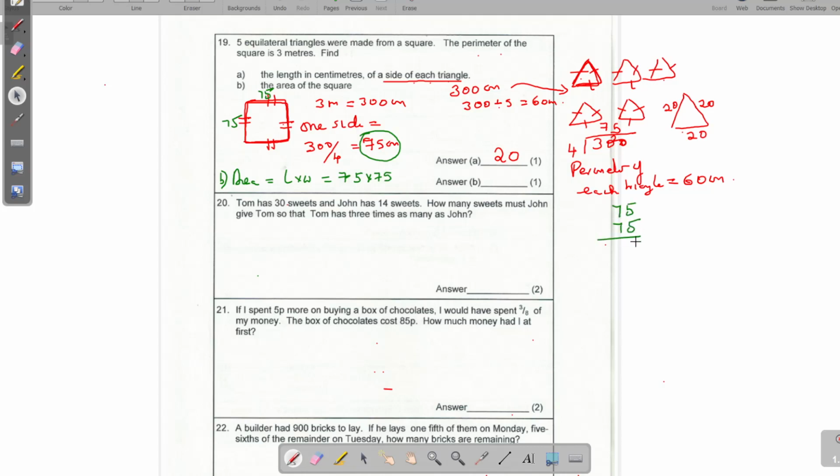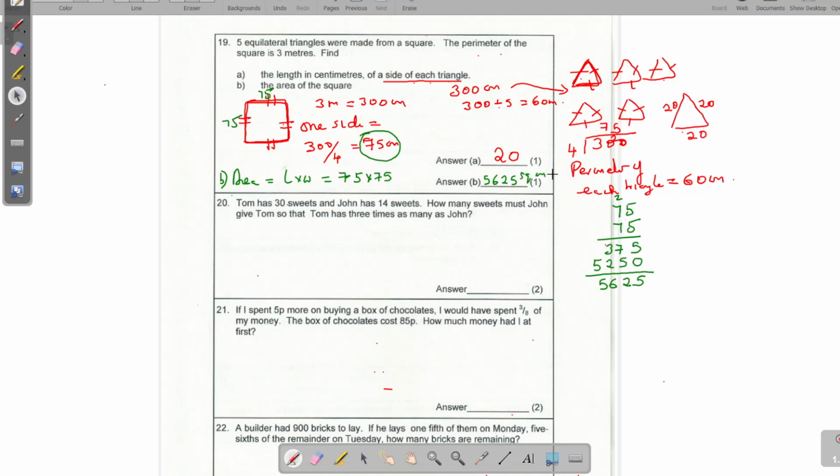5 times 5 is 25. 5 times 7 is 35 plus 2 is 37. You bring the 0 down. 7 times 5 is 35, plus 3. 7 times 7 is 49, and 3 is 52. Now add it together: 5, 2, 6, 5, 6, 2, 5. You could say centimeter squared or square centimeter. So 5,625 square centimeter.